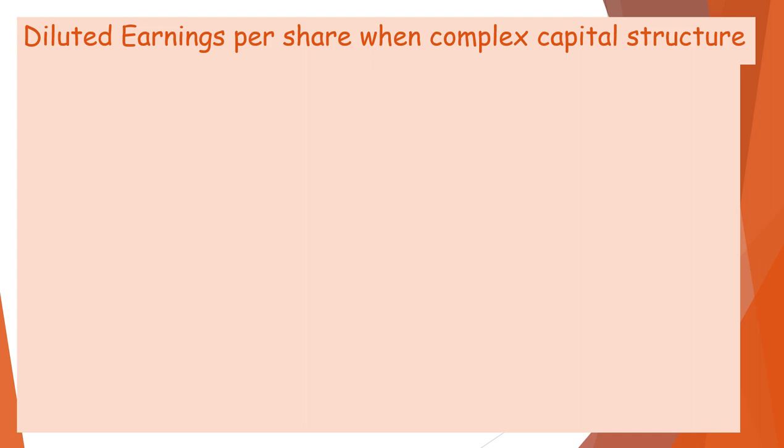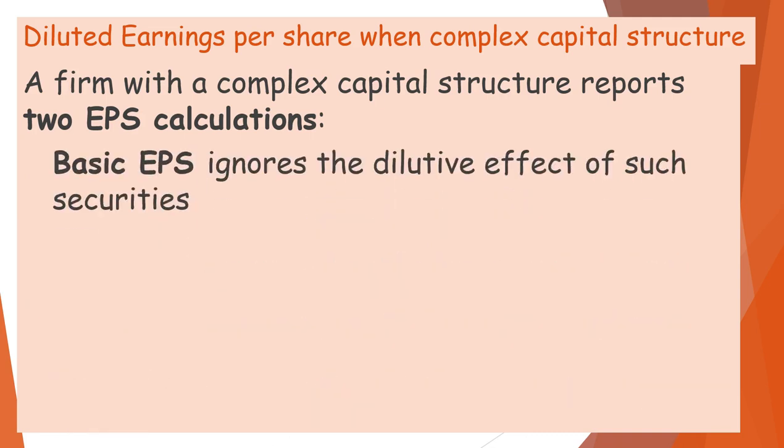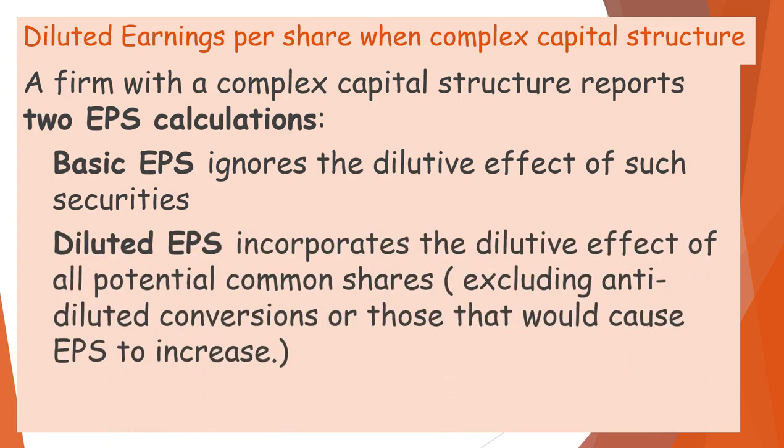Now, diluted earnings per share with a complex capital structure. A firm with a complex capital structure reports two earnings per share figures. Basic, where you ignore the dilutive effect, and diluted earnings per share, which incorporates the dilutive effect of all potential common shares, excluding anti-dilutive conversions, or those that would cause earnings per share to increase. So diluted earnings per share can never be higher than basic earnings per share. That's really what that's saying.